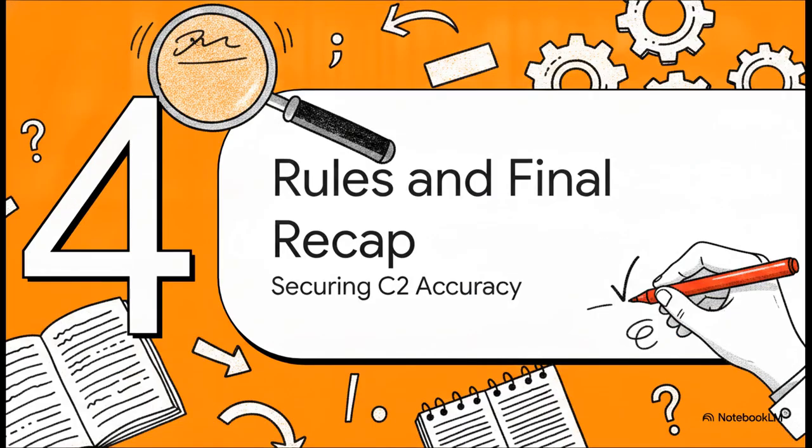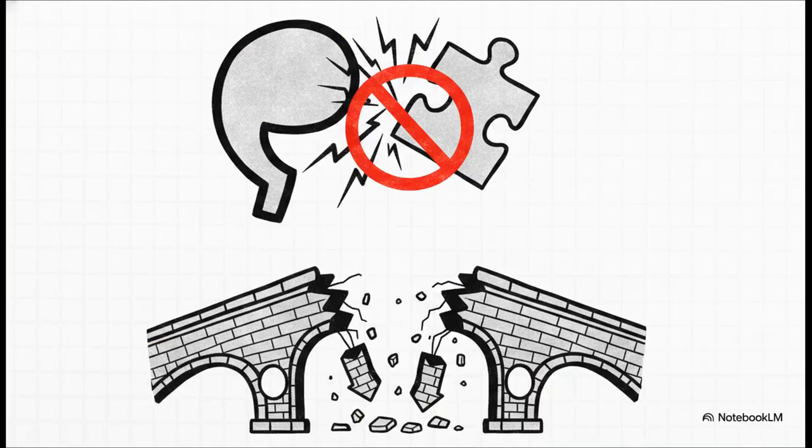Okay, moving to Section 5, Rules and Final Recap, securing that C2 accuracy. The difference between a B2 writer and a C2 writer often comes down to self-editing. As an advanced writer, there are critical pitfalls you simply have to avoid, especially the temptation to use the word that when a comma is present. This is rule number 1. You can say the building that collapsed, but you can absolutely never say Venice, that is built on water. That and commas are mortal enemies in relative clauses.